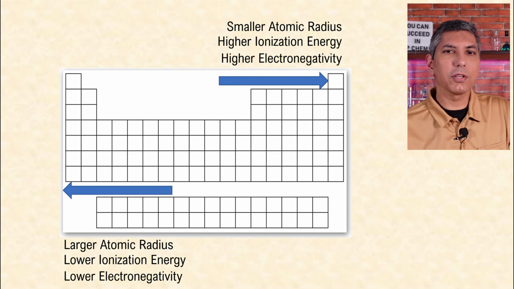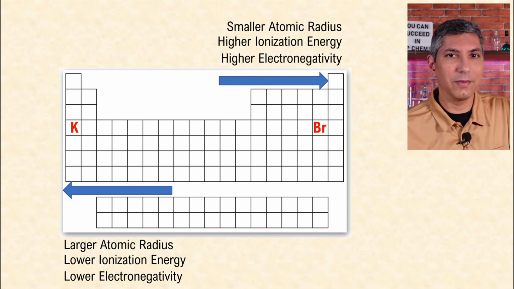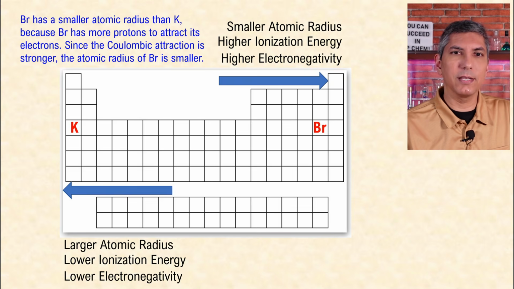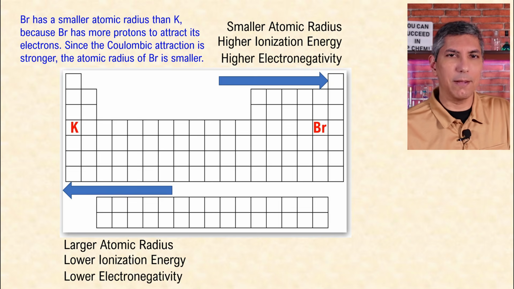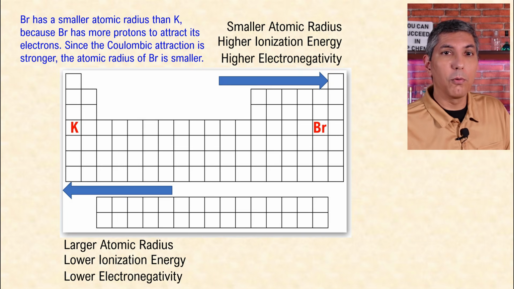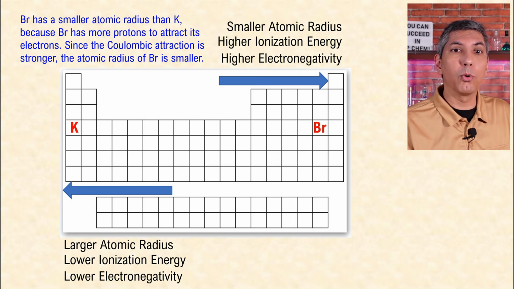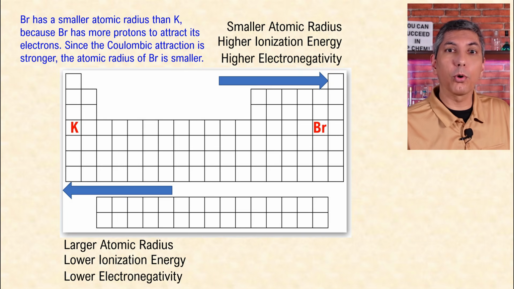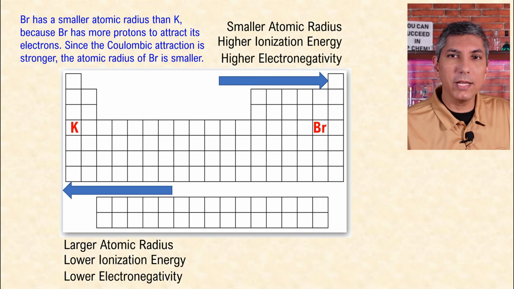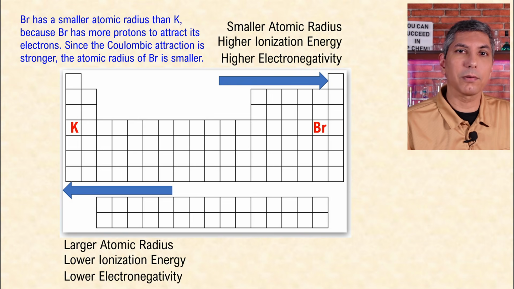If we're asked to compare the atomic radius of potassium and bromine, we'd say bromine has a smaller atomic radius than potassium. Why is that? Because bromine has more protons to attract its electrons. Remember, more protons means more magnitude of charge, more Coulombic attraction. And since the Coulombic attraction is stronger, the atomic radius of bromine is smaller.